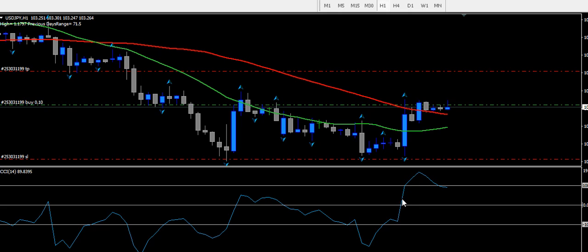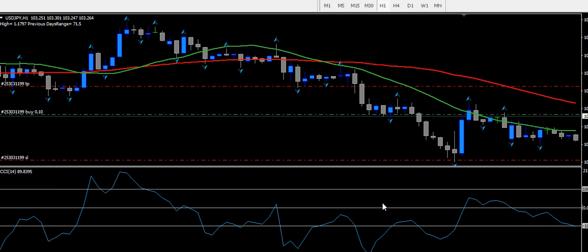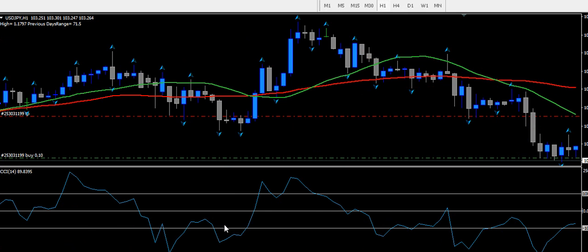You can buy when it is rising from 0 to 100. You can buy here and take some profits. This right here is actually a market correction. I'm going to show you where it provided a buy signal. Look at this area here.